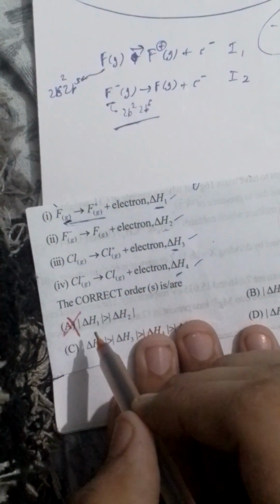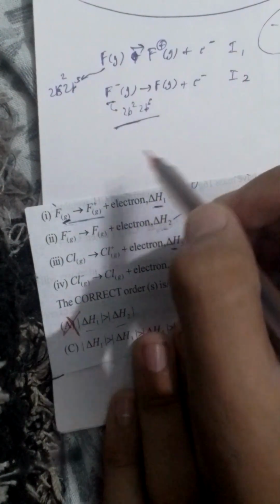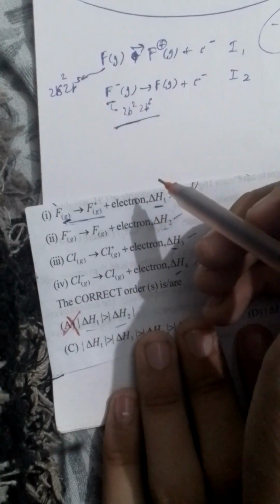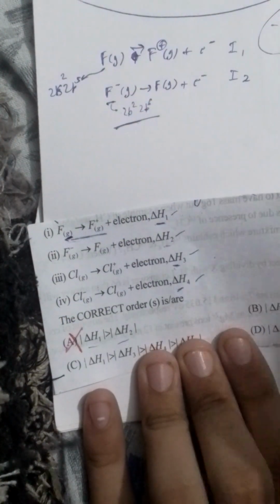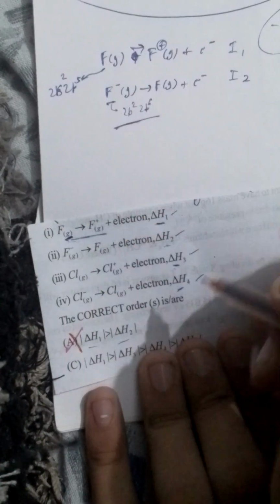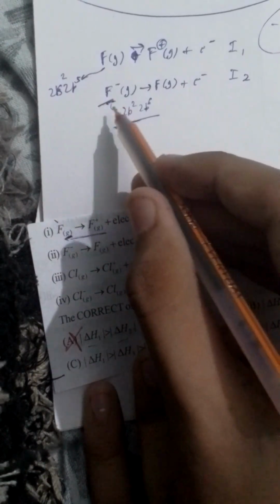But wait, let's see. The option says delta H1 greater than delta H2. It means I1 greater than I2, but we are saying I2 is greater than I1. Now here we have to stop and analyze things further, because we know that F minus is the smallest ion, with the smallest ionic radius in the whole periodic table. So it may have different values of ionization energy and electron affinity also.